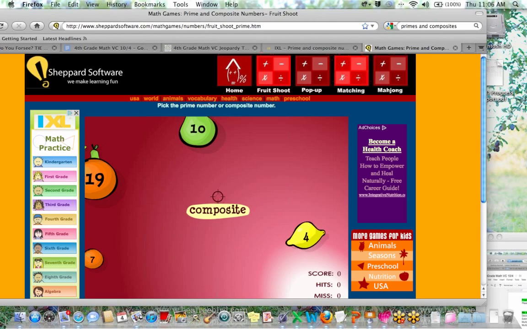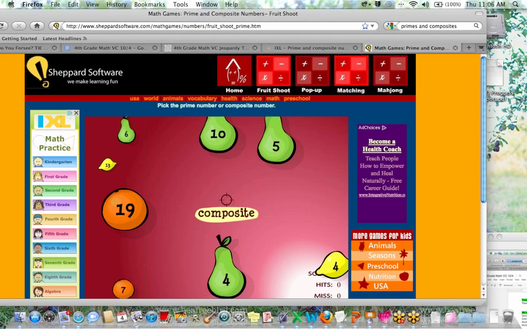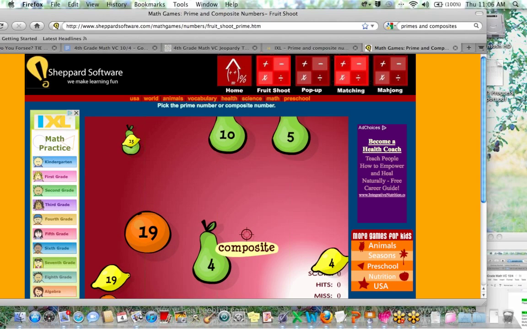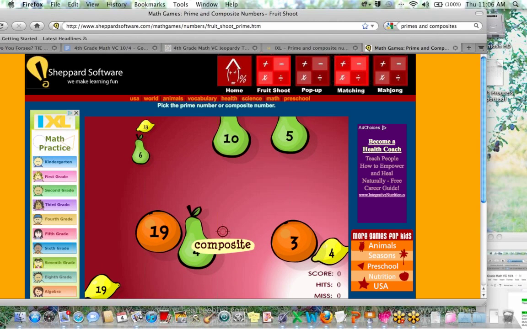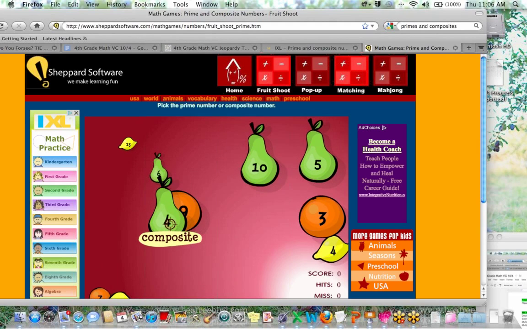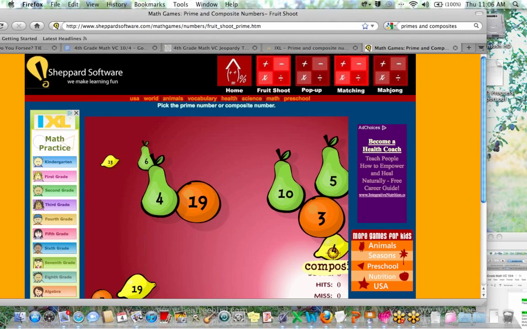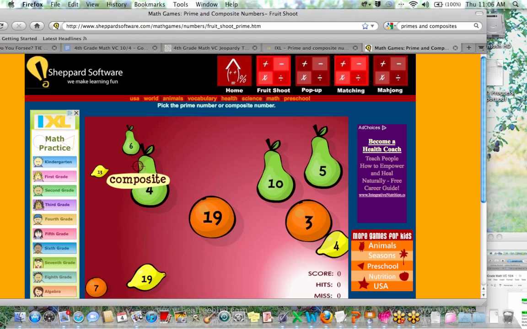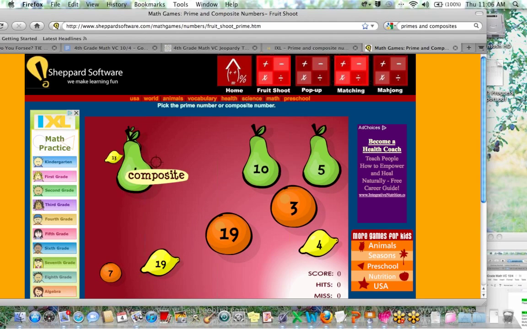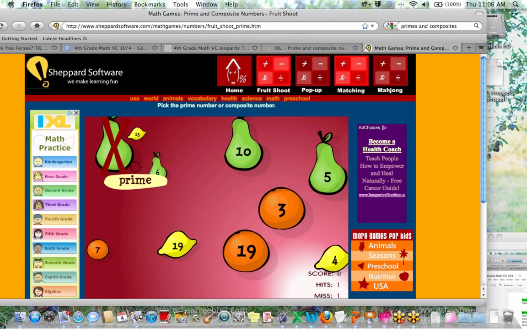And they want a composite number. Type the composite number you see into the chat. Composite, so it has more than one multiple or factor. Good. I'm seeing a 6. I'm seeing a 4. Okay, I'm trying to shoot it. Okay, I'm not very good at this apparently. There we go.